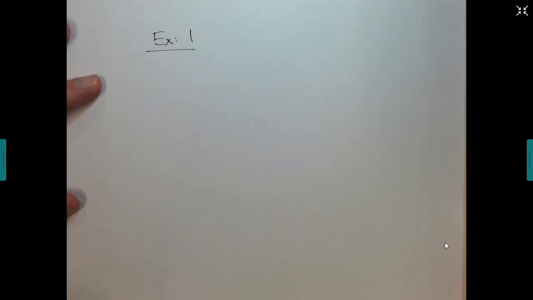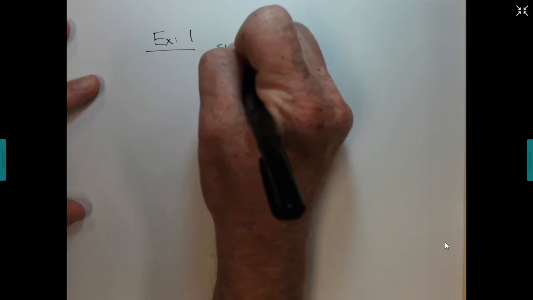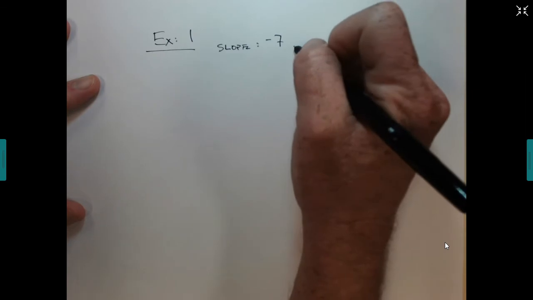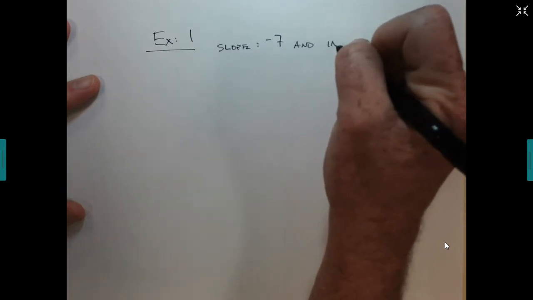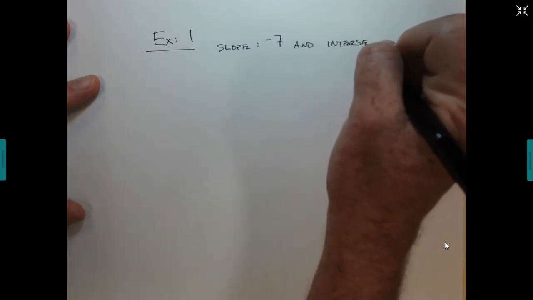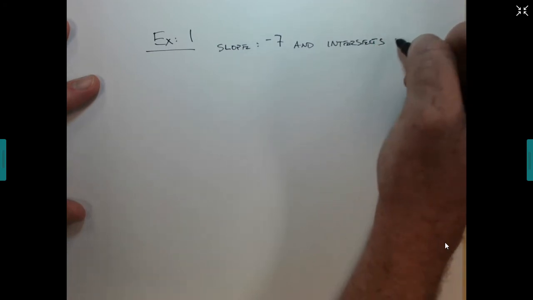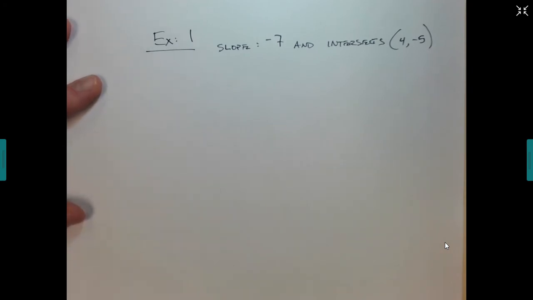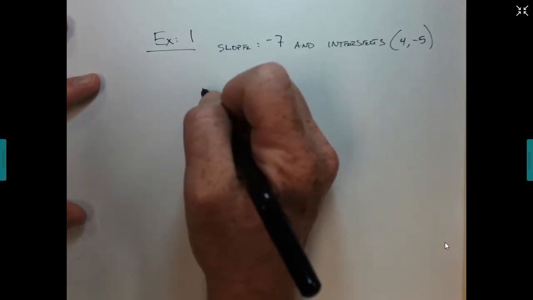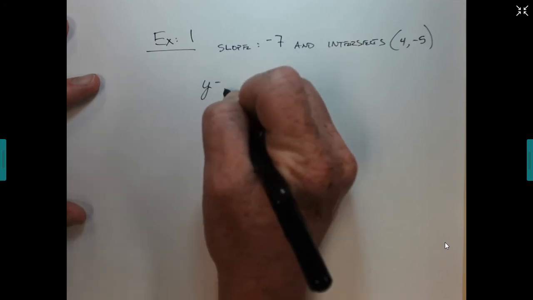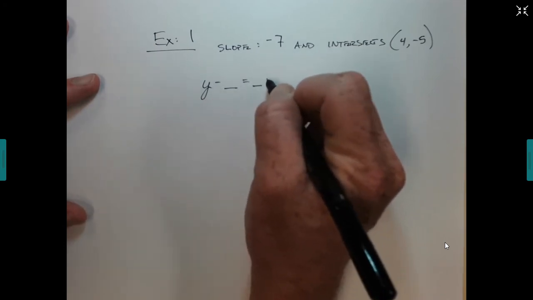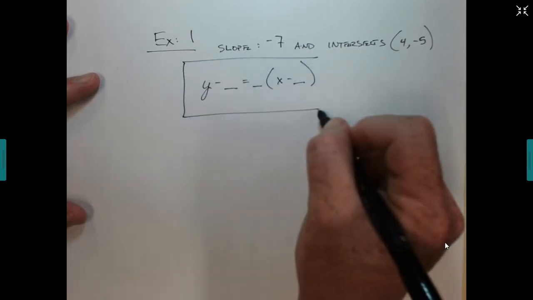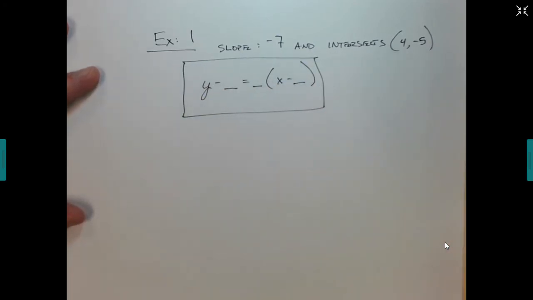Example 1. If I gave you a slope of -7, and I told you your line intersects the point 4, -5. If I was going to try and write the equation of a line, again, I'm going to recommend you use point slope. If I find the y value of a point, I find the slope, and I find the x value of a point, I can put a box around this and be done.